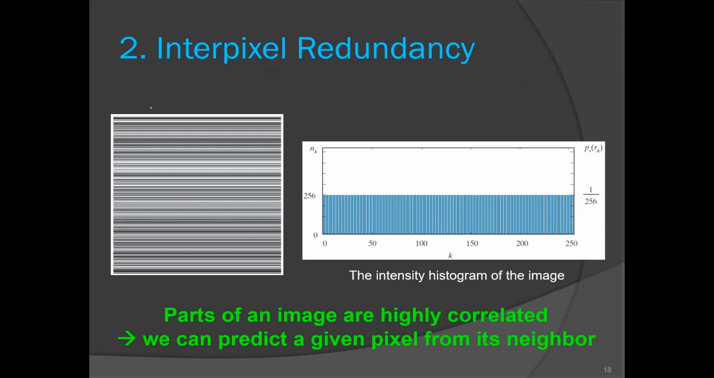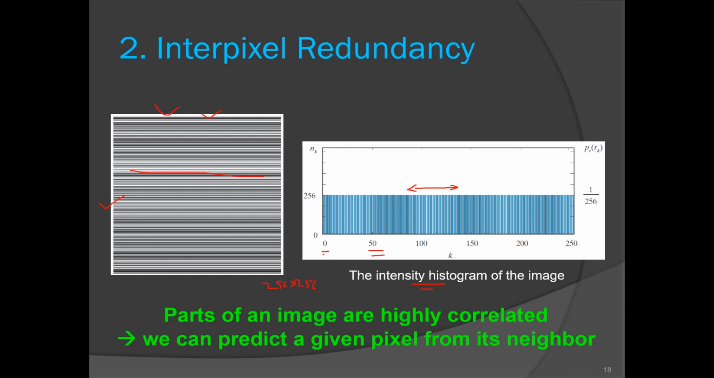Now for that we are going to use this image. Again, this is a computer generated image and its size is 256 by 256. As you can see, along one row we have constant gray levels, and the intensity values have equally likely probability. That's why if you plot the histogram of this image, you will get this flat curve. Every intensity level is equally probable.